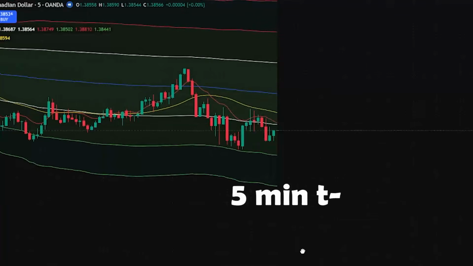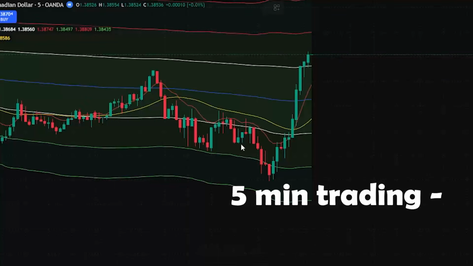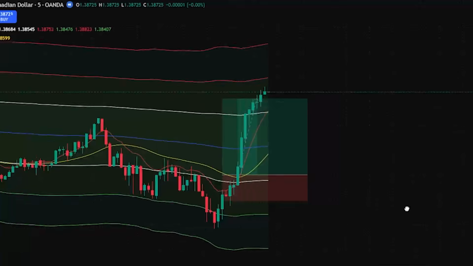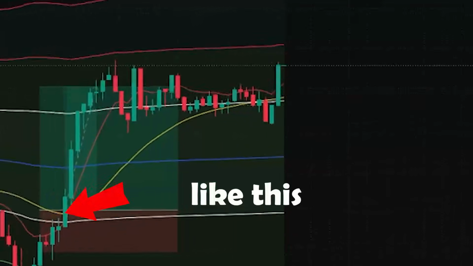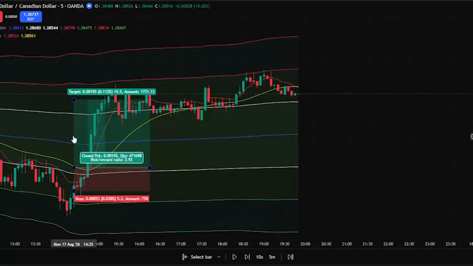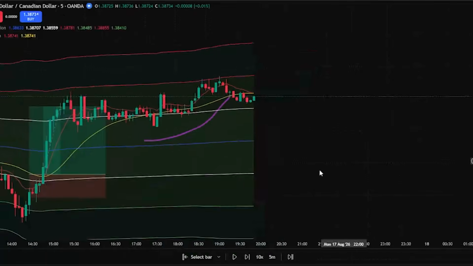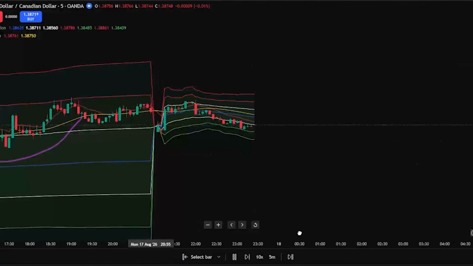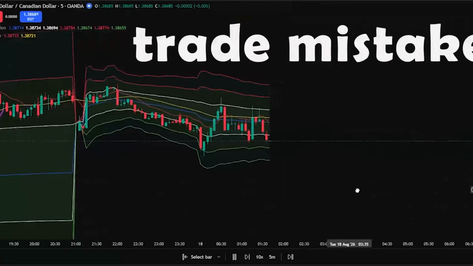I tested a 5-minute scalping system on 100 trades, and what I found was more interesting than I expected. The system was able to catch some of the best market entry points, but it also caused losses in a few situations. Today, I will share with you part of this test and all the real results of this test, without hiding the wins, losses, and mistakes.